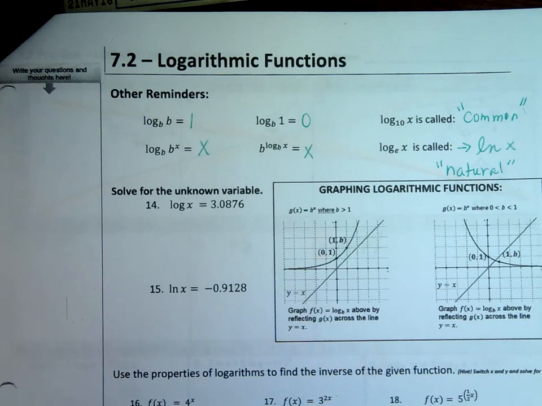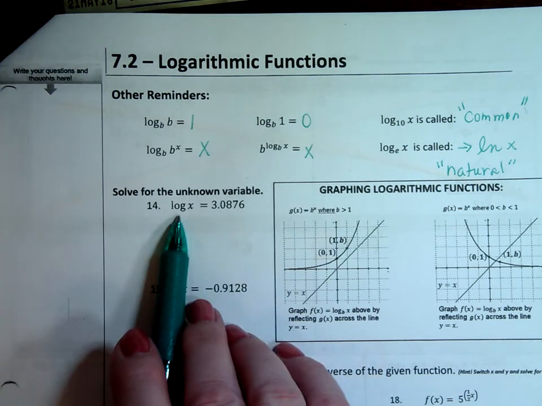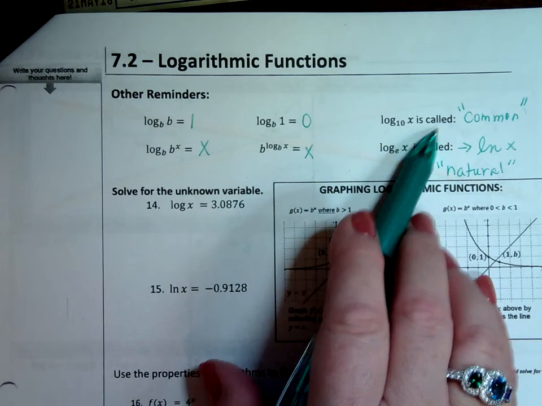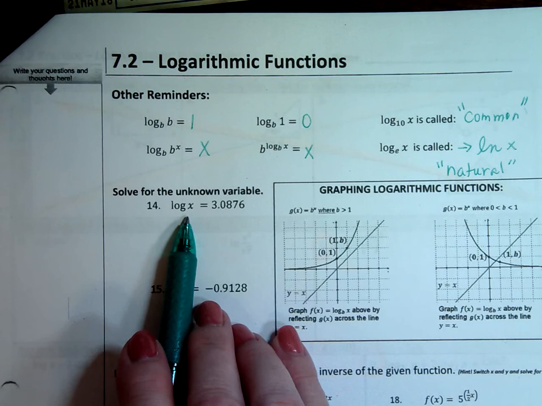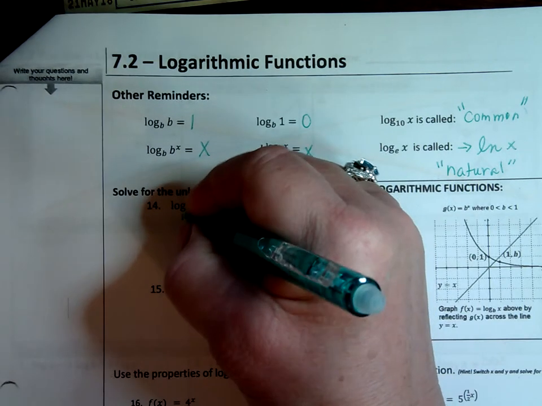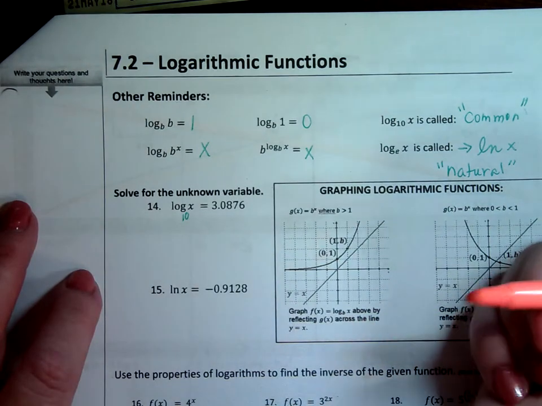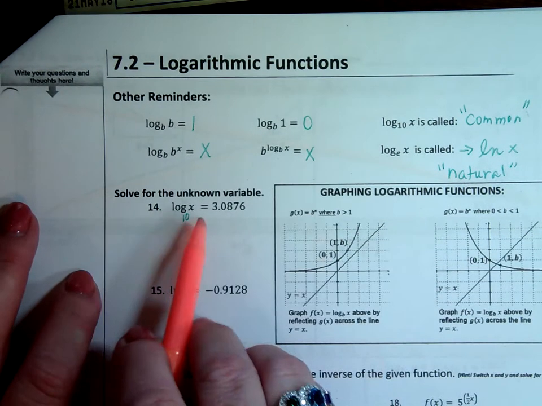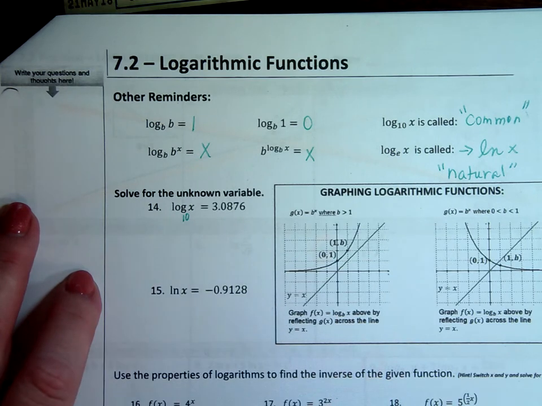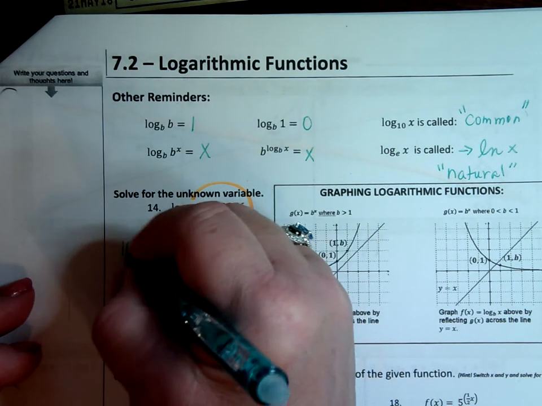All right, here goes. Solve for the unknown variable, number 14. See how there's an invisible, there's no number there? This is what we're talking about with this stuff. If there's no number there, it's understood to be 10. That's the common base. It's invisible. Kind of like, you know how you have a 1x? We don't necessarily put the 1 there, but it's understood to be there. Same concept. With logarithms, the common base is a 10. So now we're going to change that to an exponent. If you want to solve a logarithm, you have to change it to an exponent. So we're going to loop.